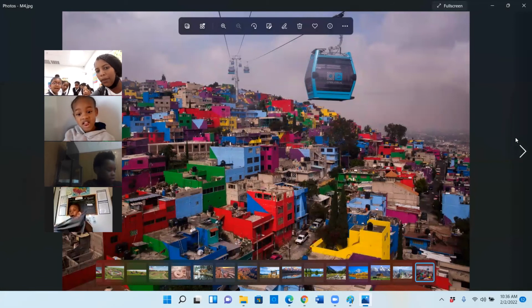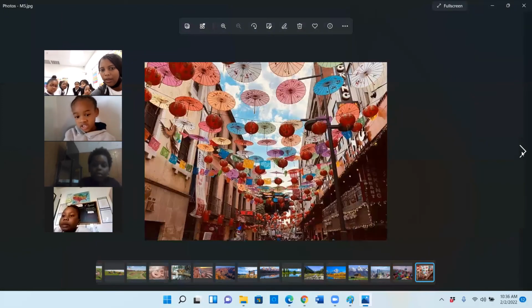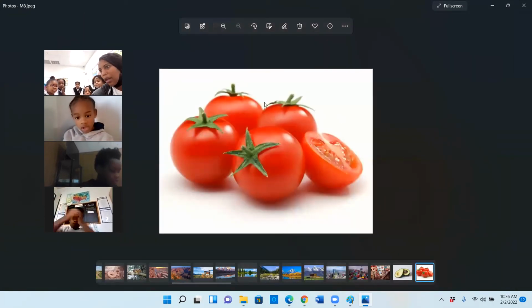Here's an example, look how colorful that is. Red, orange, yellow. Okay. Streets, I think. Okay, so remember avocados, this is what an avocado looks like. Remember that's something we can find in Mexico. Tomatoes.